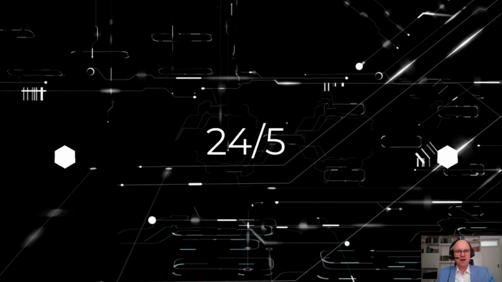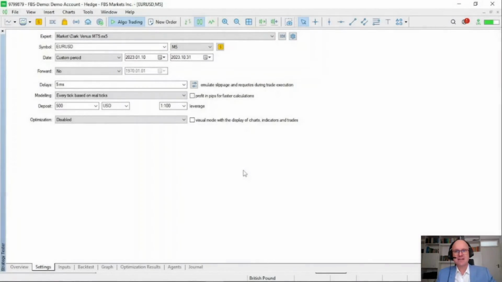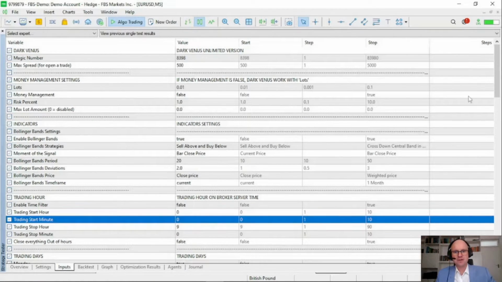Now, this brings me on to my second fatal mistake, which is trading every day and every hour, 24/5 for my Forex traders or 24/7 for those trading crypto. So what we just saw from the previous example is the bot blowing the account from the 10th of January 2023 until the end of October.